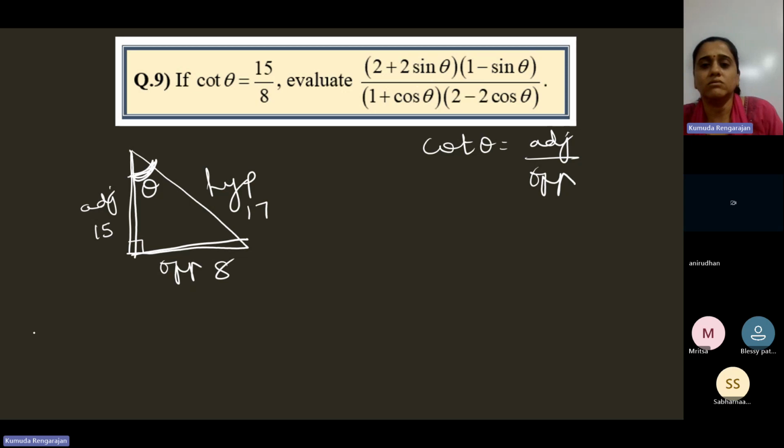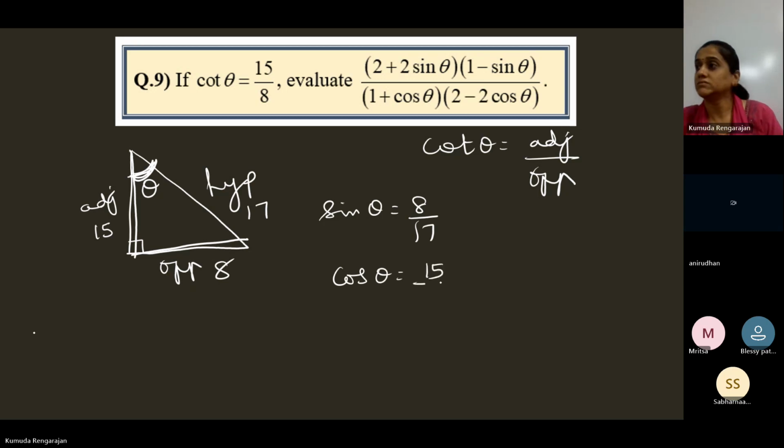Now, what should you find? Sin theta and cos theta. What is sin theta? What is cos theta? Then substitute the values, and you should take the LCM and so on. You can also do it like that.